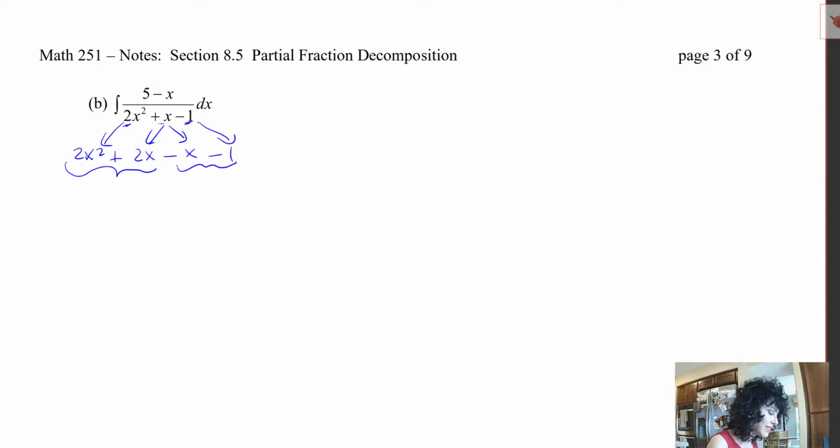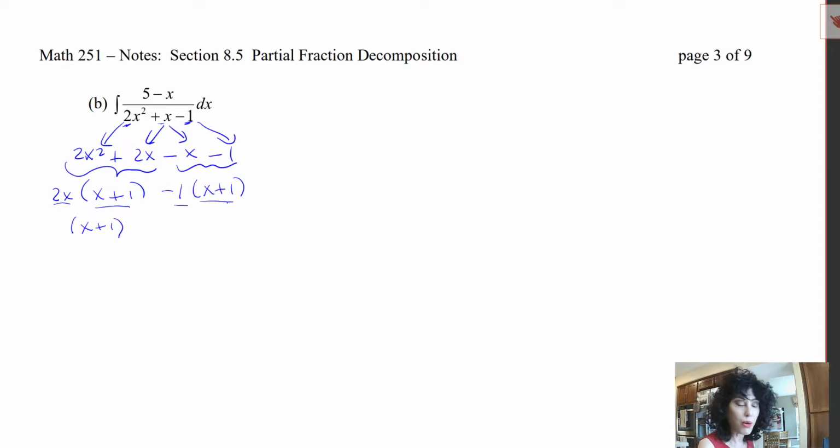So using this key number method, when I factor by grouping, the first pair of terms has a 2x in common, and when I factor out a 2x, the other factor is x plus 1. The last two terms have something in common, -1. So if I factor out a -1, the other factor is x plus 1. So now I can complete the factoring process and notice that x plus 1 is a common factor, and if I factor that out, the other factor is simply the coefficients of those, if you will, so 2x minus 1.